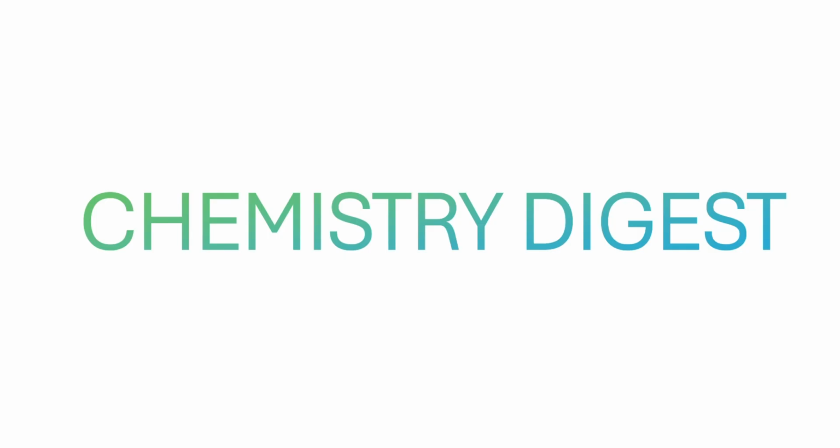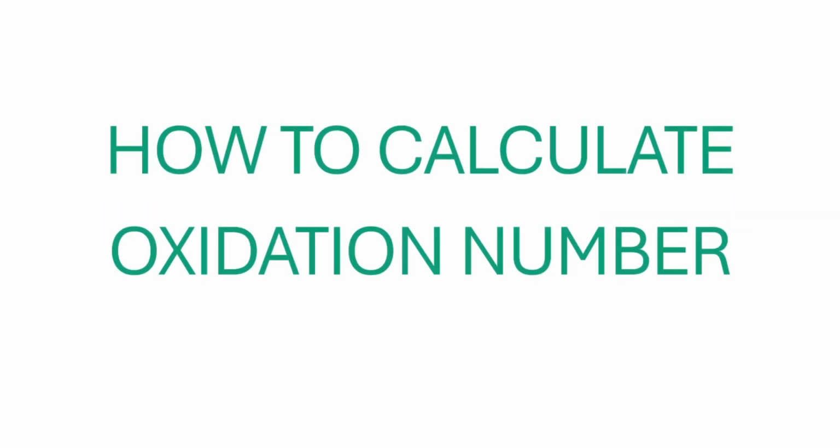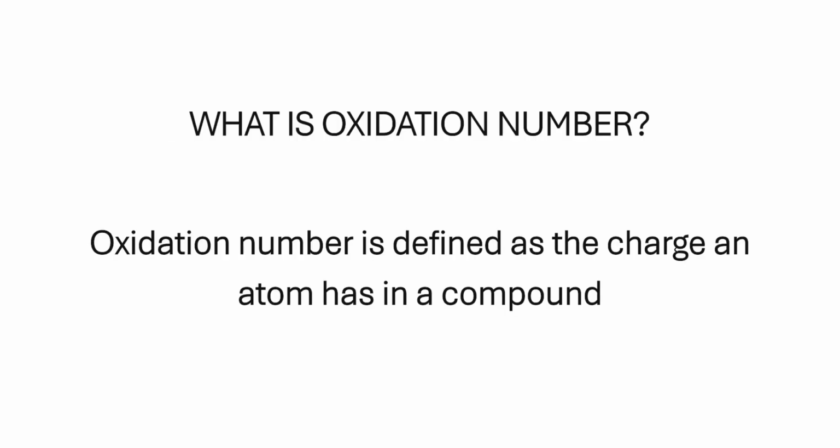On today's topic, we'll be discussing how to calculate oxidation number. But first, let's define oxidation number. Oxidation number is simply defined as the charge an atom has in a compound. It is very important to know the oxidation state of atoms of elements in a compound because it enables us to give the appropriate nomenclature of the said compound.